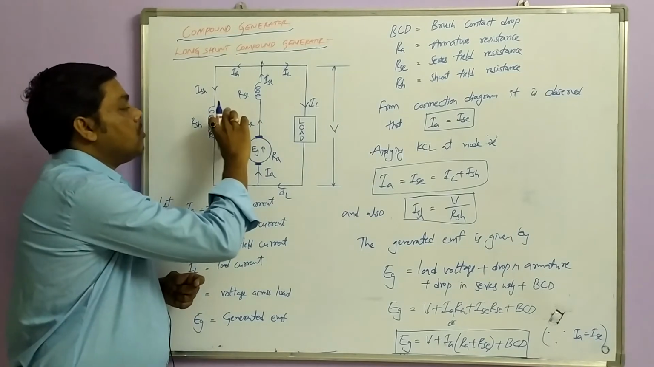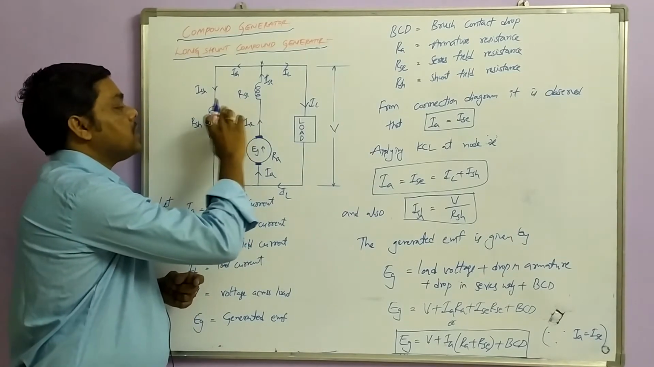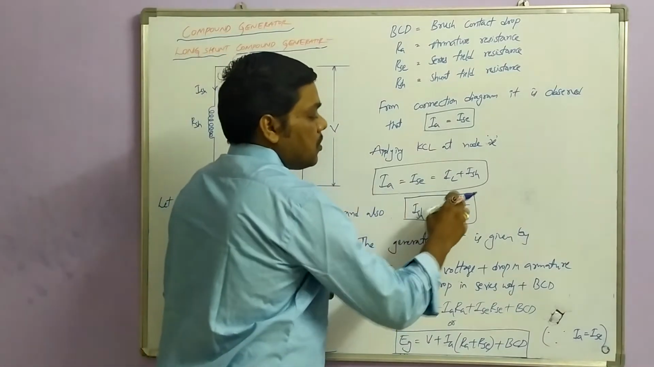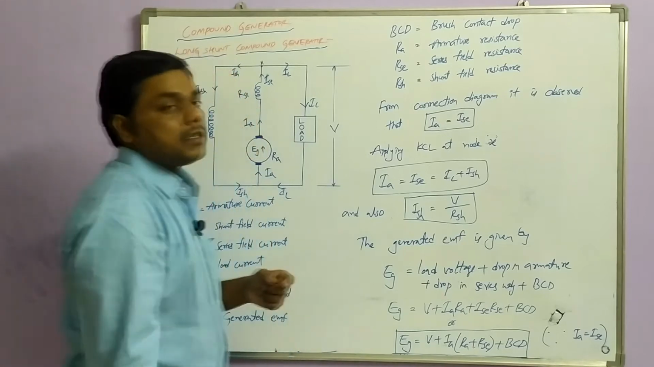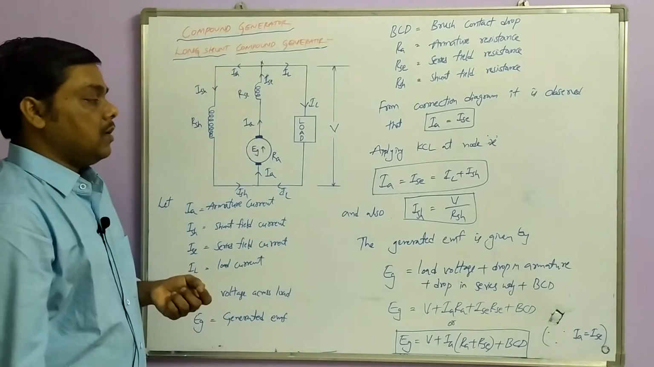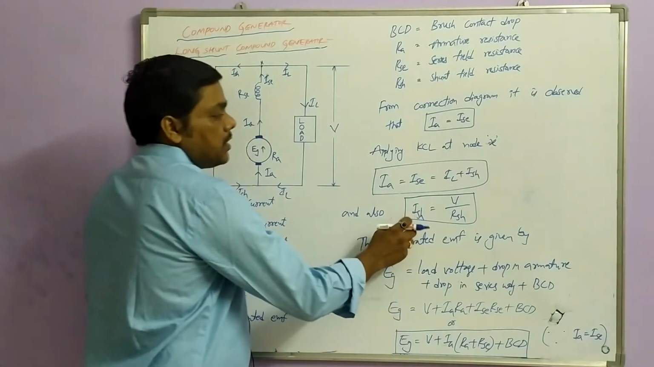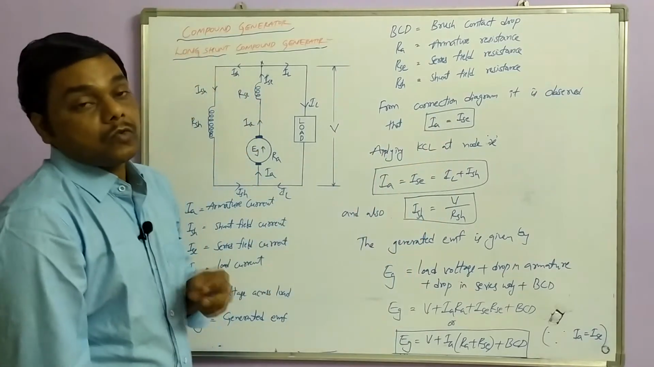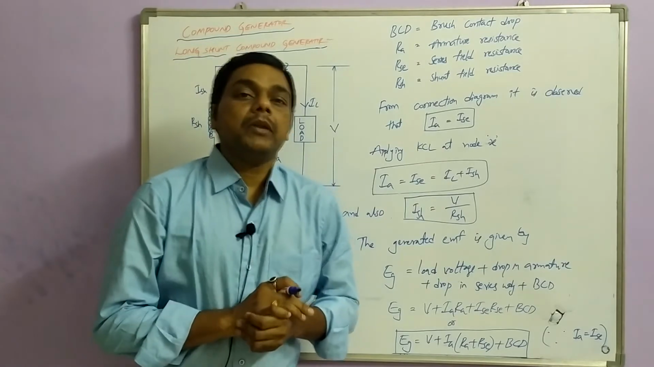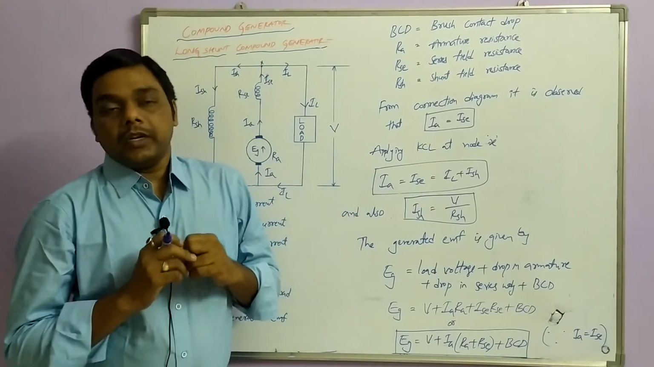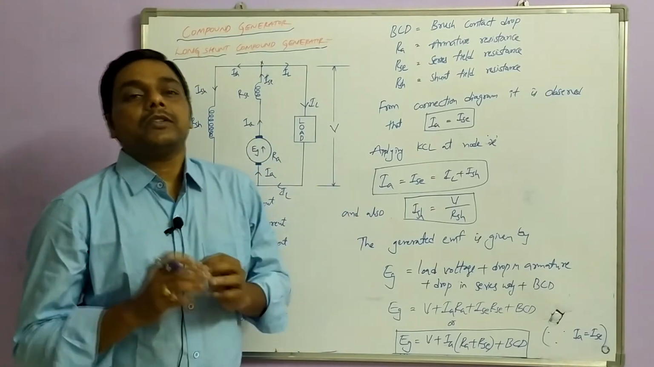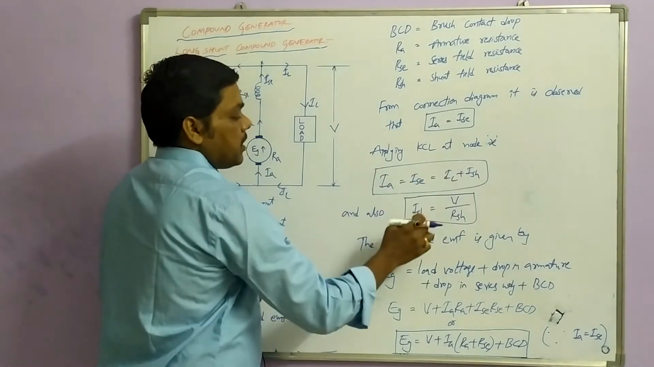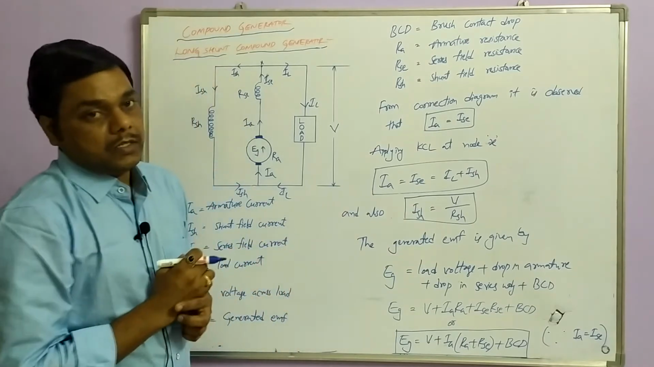Now the voltage available across the shunt winding is V and the resistance is RSH. As per Ohm's law, ISH is equal to V by RSH. Once you calculate ISH and IL, we can calculate the armature current. The armature current is the main parameter to determine the generated EMF, so IA is to be calculated by using these relations.